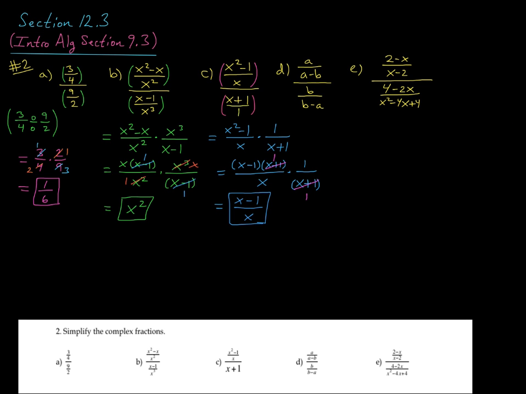All right, on to D. Pretty similar here. You've got a over a minus b, and then we're dividing that by b over b minus a. All right, so as usual, we'll start by just writing this as a over a minus b times the reciprocal here, which is going to be b minus a divided by b.